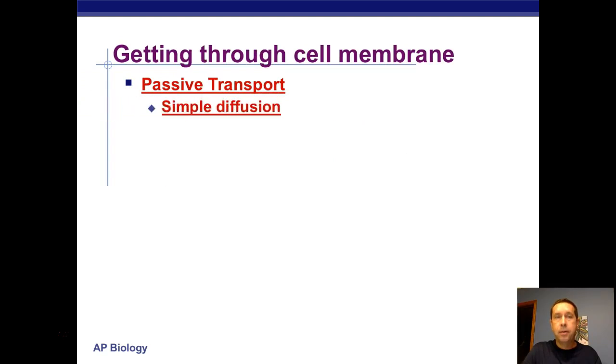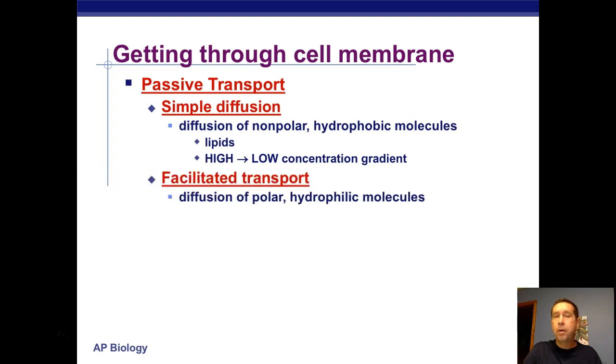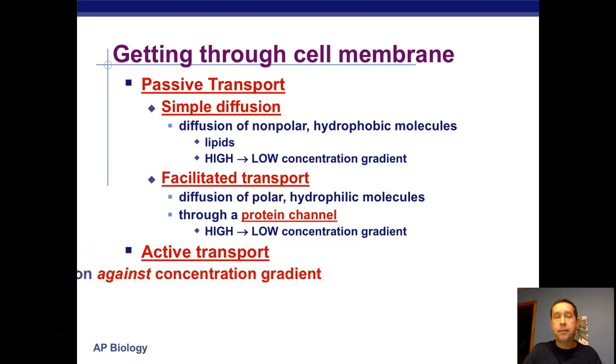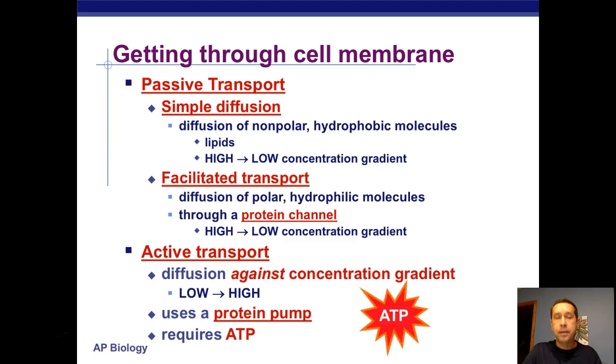So passive transport, simple diffusion: nonpolar, hydrophobic, small molecules, lipids, high concentration to low concentration. Facilitated diffusion: polar, larger, hydrophilic molecules in a protein channel, again go from high to low. So those are both forms where no energy is used. Active transport is going against the concentration gradient, while passive transport goes with the concentration gradient. In this case, we're going from low to high concentration. It needs a protein pump. Requires energy.